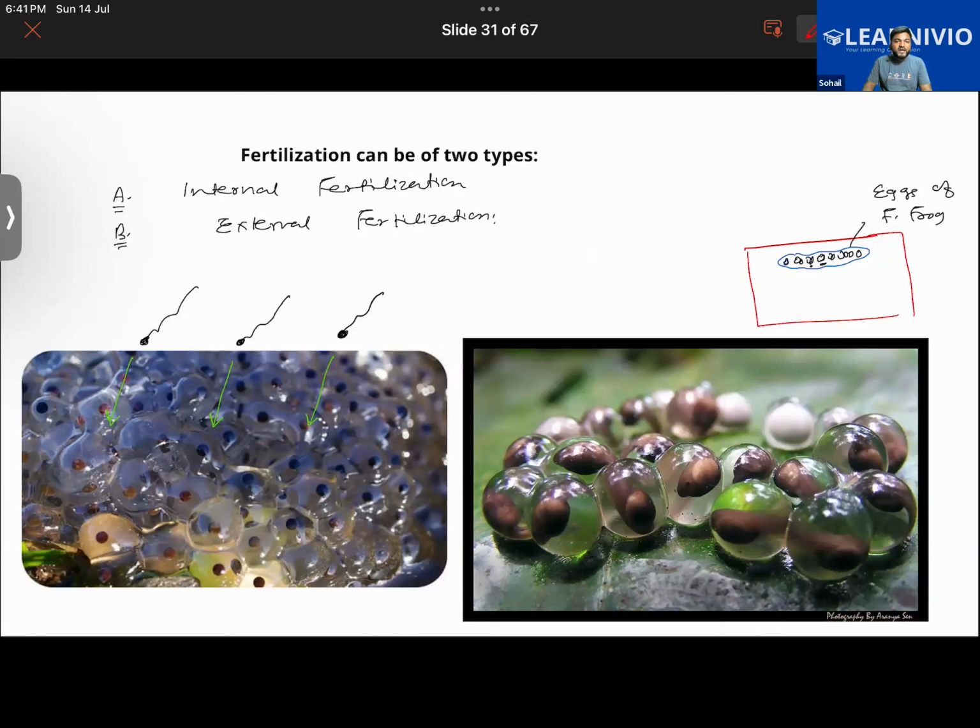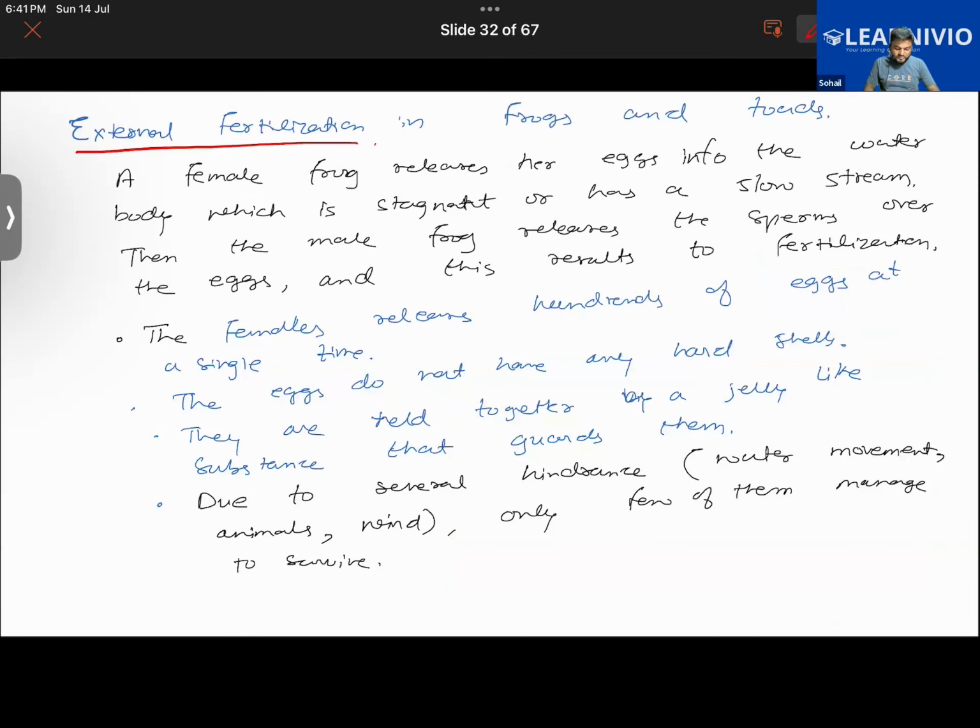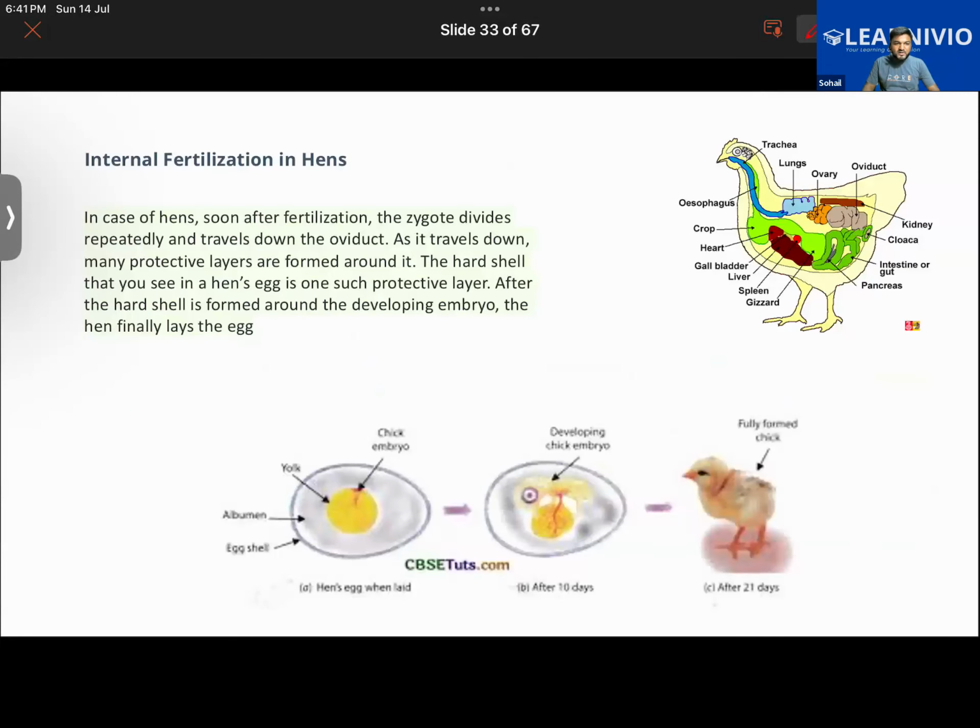Then we were learning about types of fertilization. We learned that fertilization, whether the egg is fertilized inside the body or outside the body, gives us two types, namely internal and external fertilization. We learned about external fertilization, observed in fishes, frogs, toads, etc. Today we are going to be learning about internal fertilization in some animals, particularly in hens.